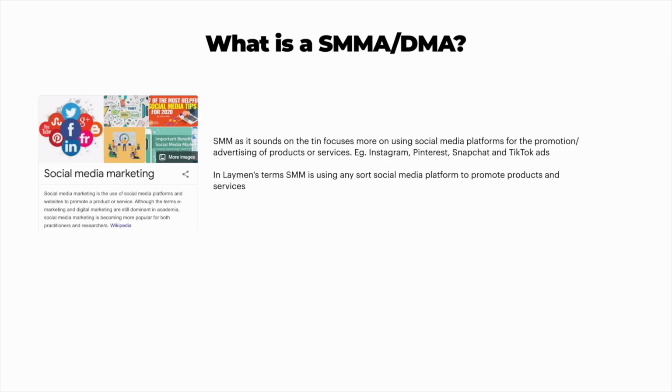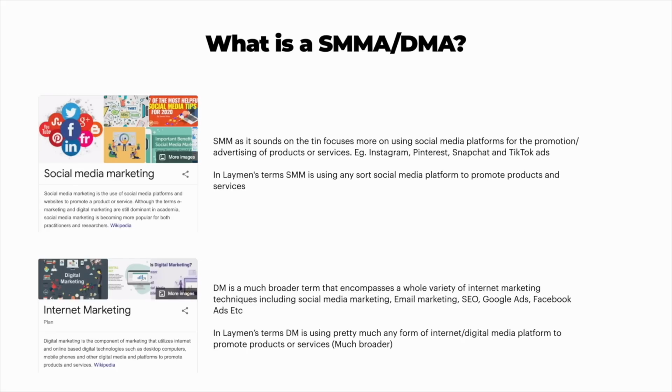So I've pulled up a couple of actual definitions from Google itself. Social media marketing is the use of social media platforms and websites in order to promote a product or a service. Basically, you're using social media such as Facebook, Instagram, LinkedIn, Twitter, Pinterest, you name it. If it's a social media site and you're using it to promote some sort of product, service, or event, you are partaking in social media marketing. It's basically what it sounds like on the tin.